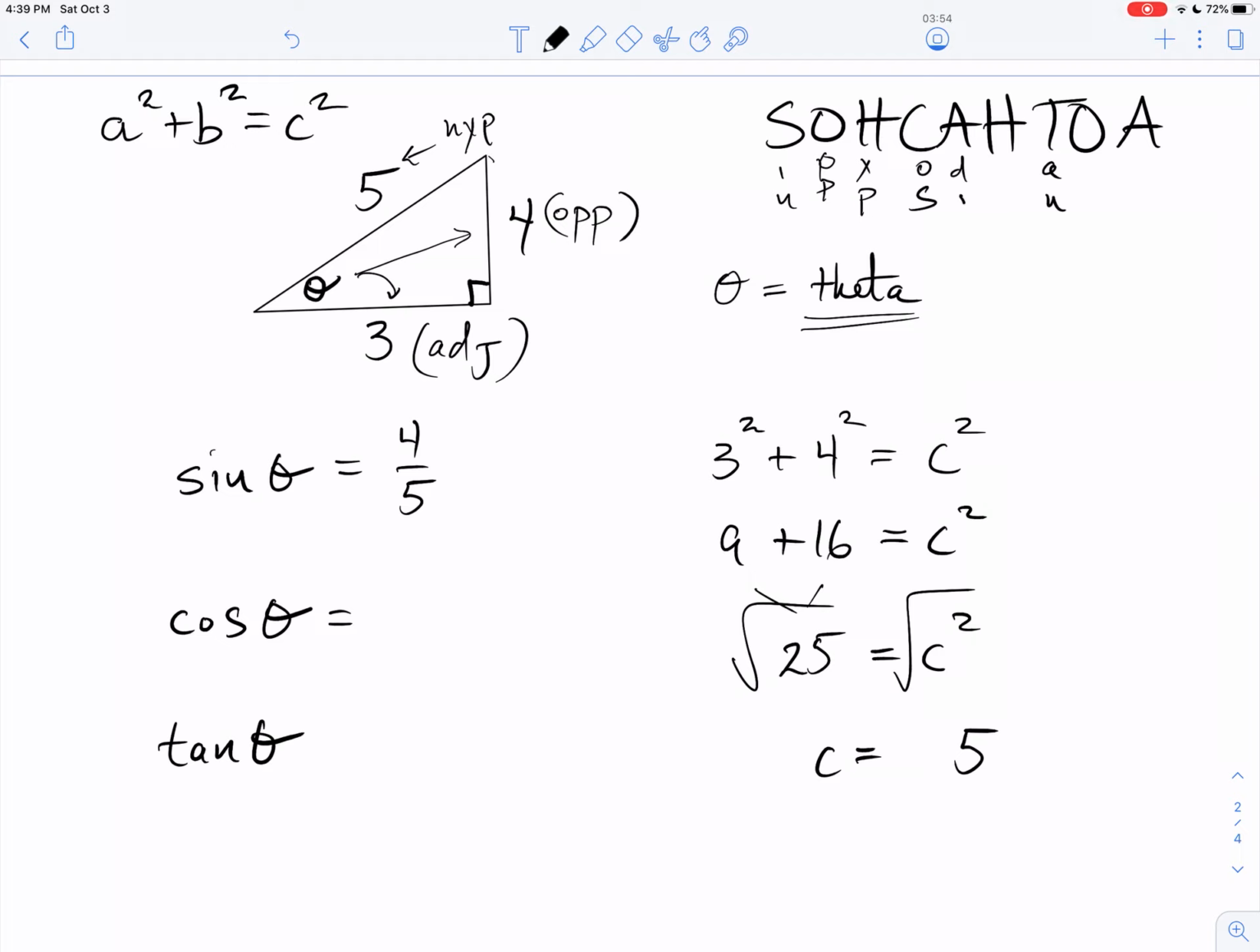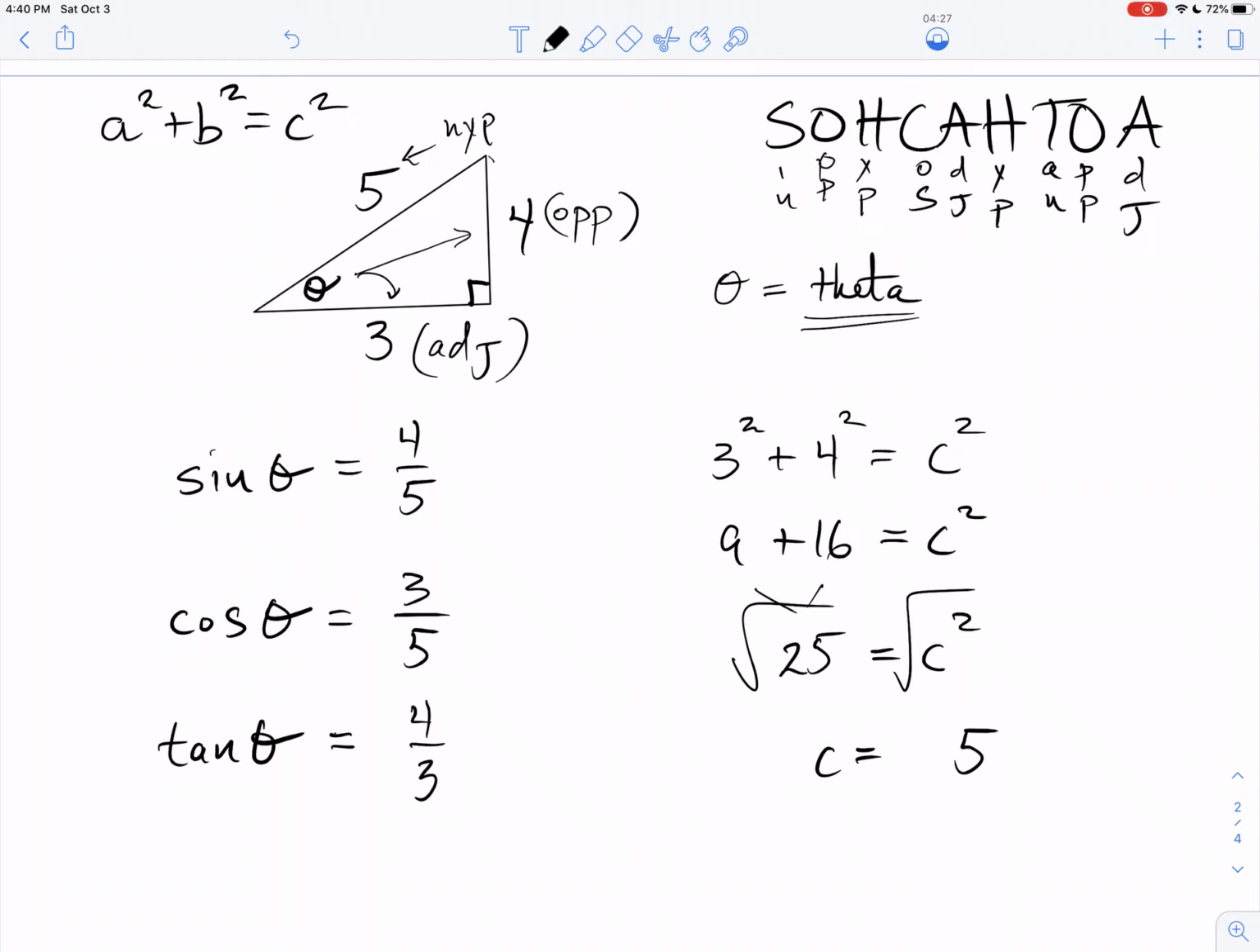Cosine, well, what is that all about? It's the adjacent over the hypotenuse, so 3/5. Don't call it 0.6. We don't do that in trig. And then last but not least, tangent, that is opposite over adjacent. So opposite the angle would be 4, adjacent would be 3. And I would have my SOHCAHTOA.